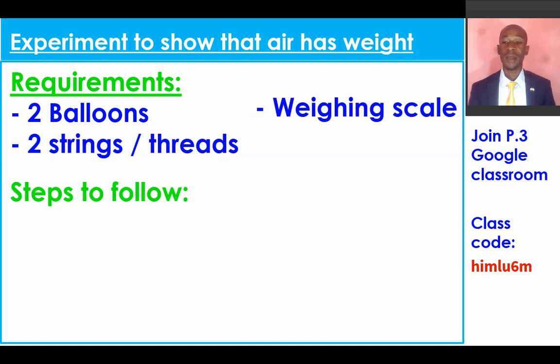Next, we need a weighing scale. If not, we can improvise. Then lastly, we need a pin, for example, a safety pin. Or you can even use a compass in your set.